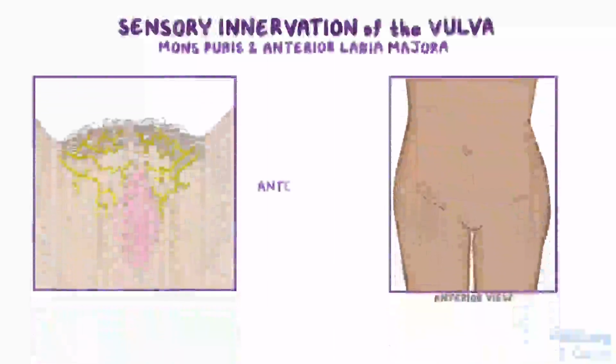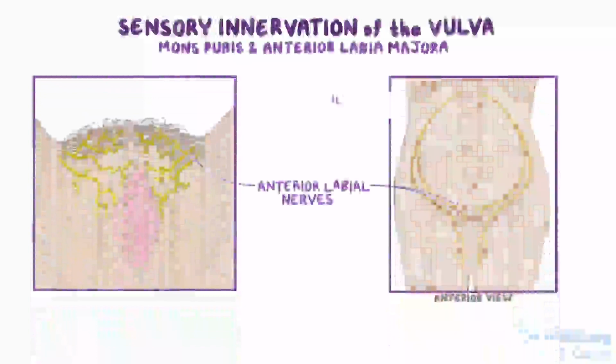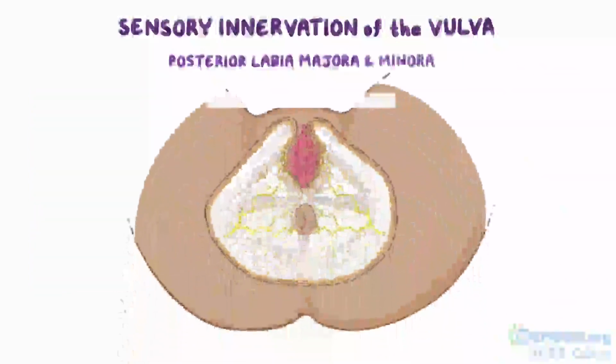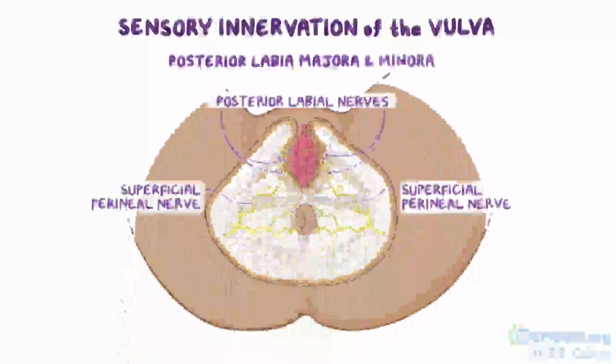Finally, let's talk about the sensory innervation of the vulva. The mons pubis and the anterior part of the labia majora are innervated by the anterior labial nerves, which arise from the ilioinguinal nerve. The anterior labia majora are also innervated by the genital branch of the genitofemoral nerve. The posterior part of the labia majora and the labia minora are innervated by the posterior labial nerves, which arise from the superficial perineal nerve, which, in turn, is a branch of the pudendal nerve.